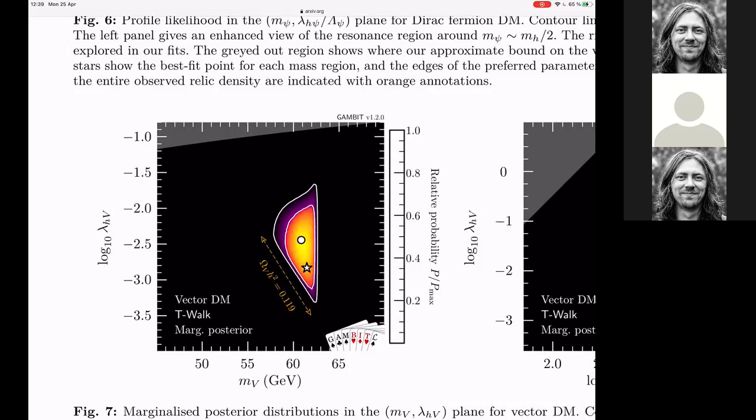So, good question. It's not just curvature, right? It's also location. In the sense that your prior would need to line up with that narrow band that we saw earlier in order to make that more significant in the posterior.